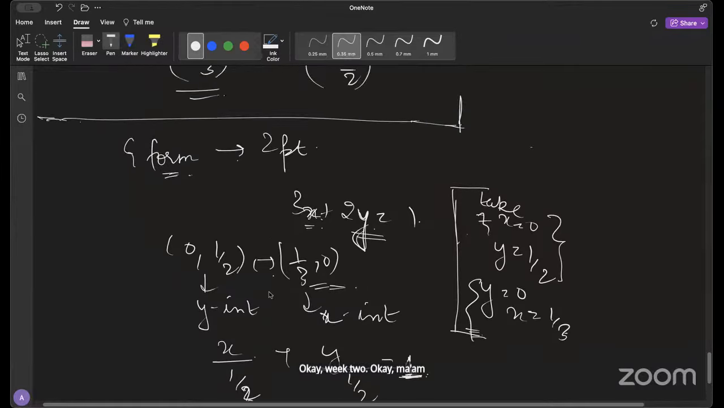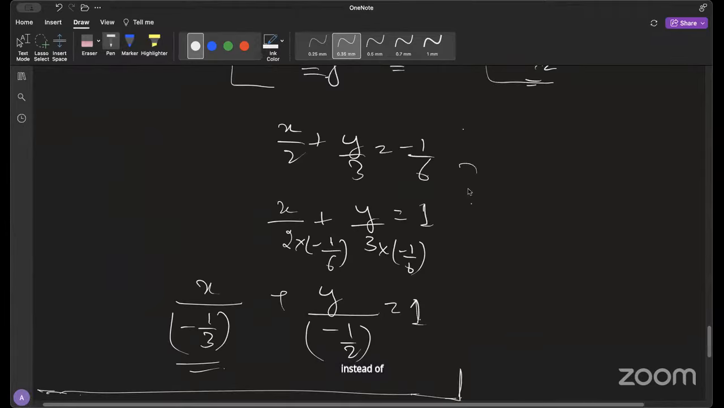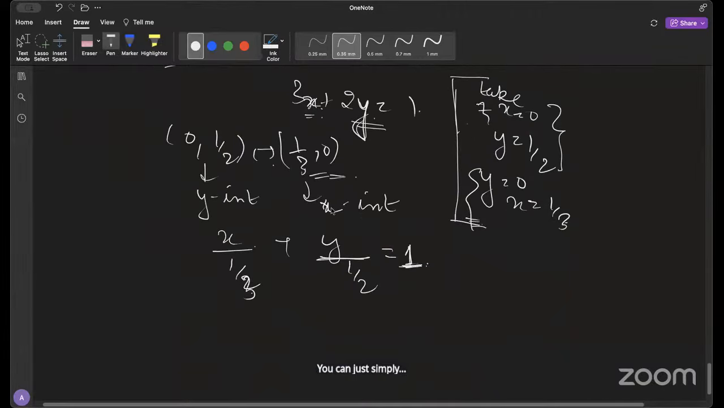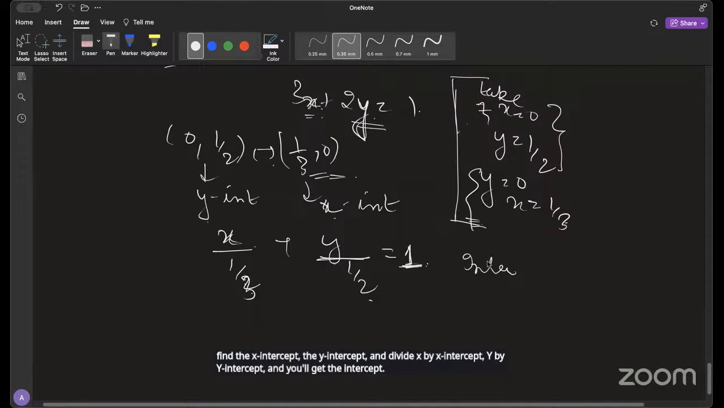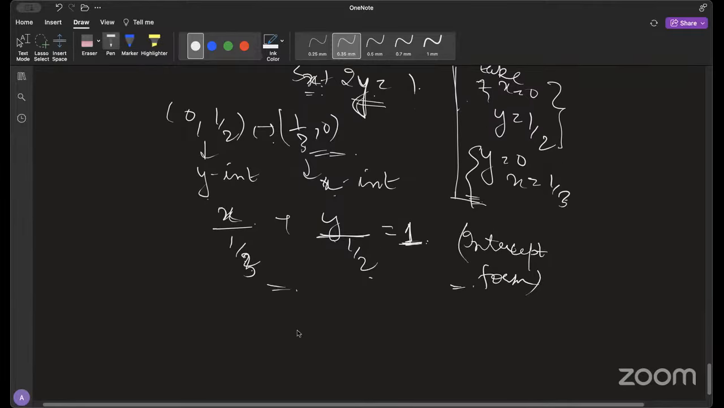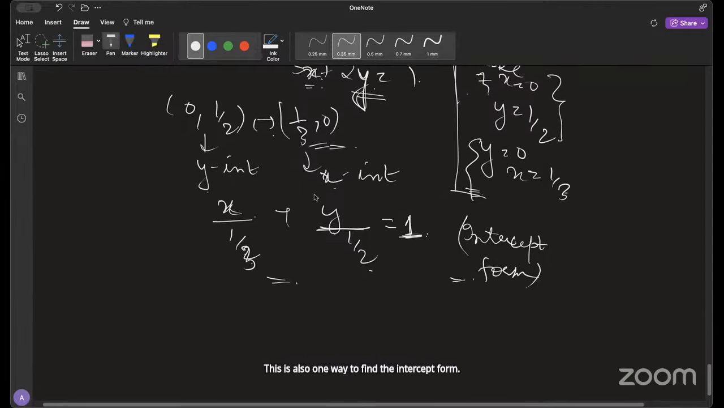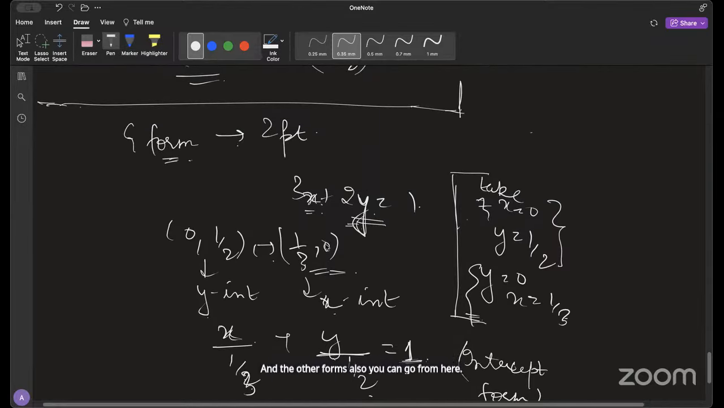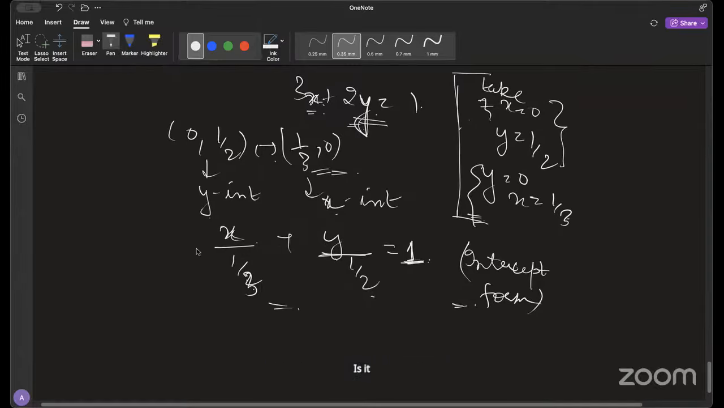Instead of going through all this trouble that we did here, you can just simply find the x-intercept and the y-intercept, and divide x by the x-intercept and y by the y-intercept, and you'll get the intercept form. This is also one way to find the intercept form, and the other forms also you can get from here. Is it understood or should I do every form? This is the intercept form.